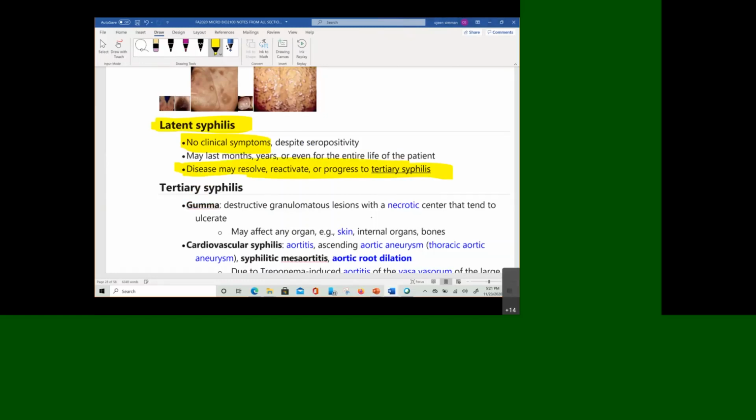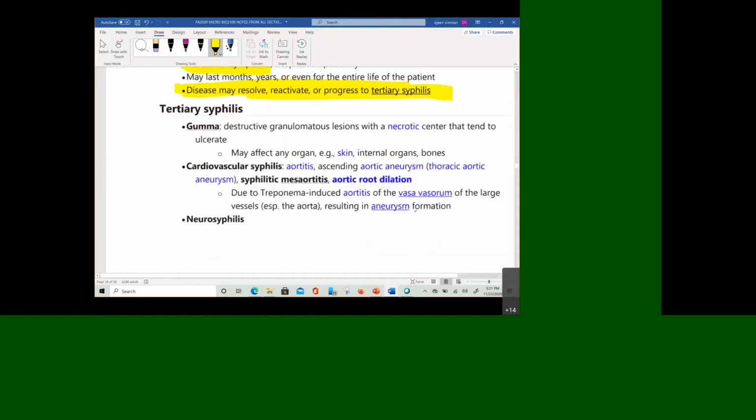Now, what are the unique clinical manifestations uniquely found in tertiary syphilis? First of all, destructive granulomatous bone lesions called gummas. These are bone lesions. They can affect the aorta. They can cause aortic aneurysm. Another important manifestation of tertiary syphilis is neurosyphilis.